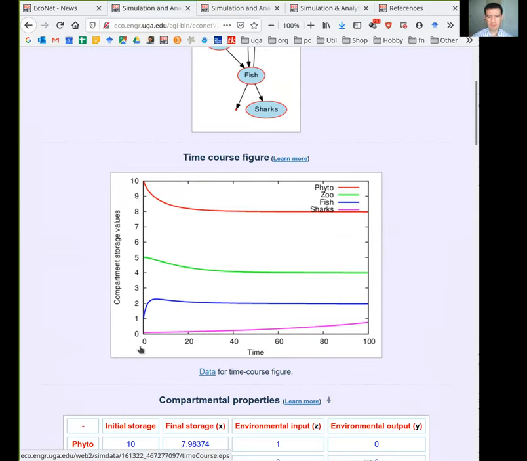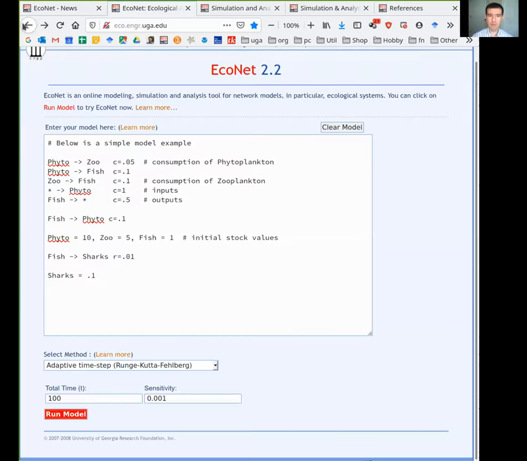Now this simulation was run for 100 time units. And again, the units can be days, weeks, months. It depends on your model. It's model specific. So let's run this for, let's say, 200 or 300 time units to see what will be different. So I'm going to run it, let's say, for 200 time units.